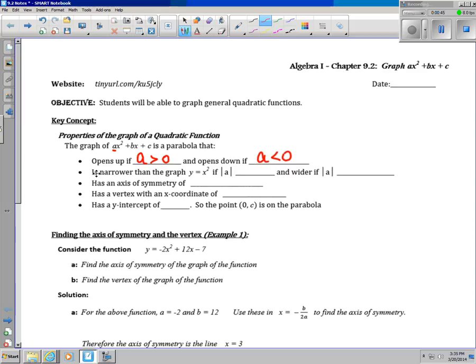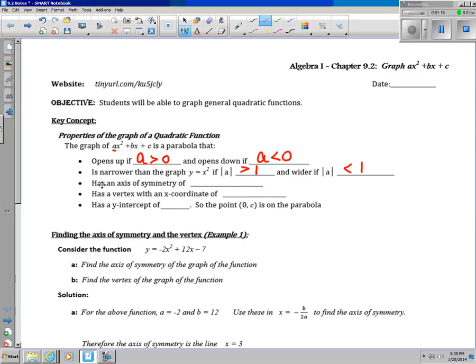The parabola will be narrower than the graph of y equals x squared, the parent quadratic function, if the absolute value of a is greater than 1, and it'll be wider than y equals x squared if the absolute value of a is less than 1. So if it's greater than 1, it'll start getting smaller and smaller than y equals x squared. And then the smaller the fraction, the wider the parabola.